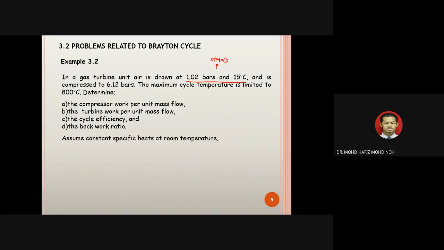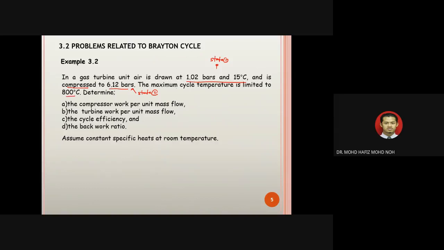After that it is compressed. That means you can expect it enters the compressor at 1.02 bars, and this is going to be state 2, because process 1 to 2 is the process at the compressor. So the pressure is increased from 1.02 bars to 6.12 bars. And then the maximum cycle temperature is 800.